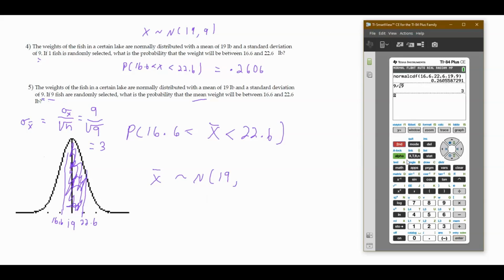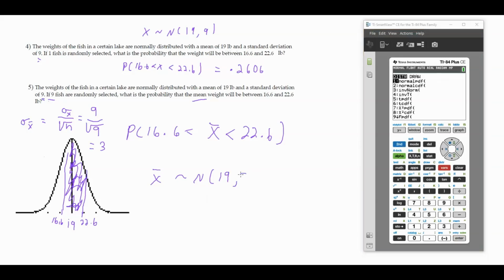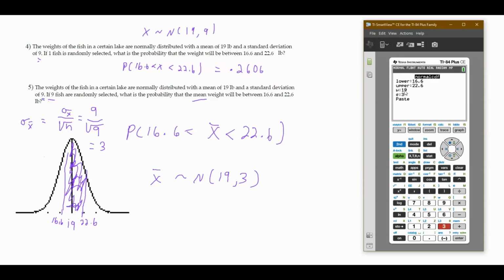So if I do second distribution, let me put the 3 there. Now I'm looking at this distribution. I do normal CDF, but now I'm going to change that sigma to 3. So the mean is still 19. My boundaries, read the problems carefully when you're doing your test, but in this case, the boundaries are the same. The mean is 19, the standard deviation is 3. So the standard deviation just got a lot smaller, right? It was 9, now it's 3. So that bell curve is going to squeeze in and be taller.